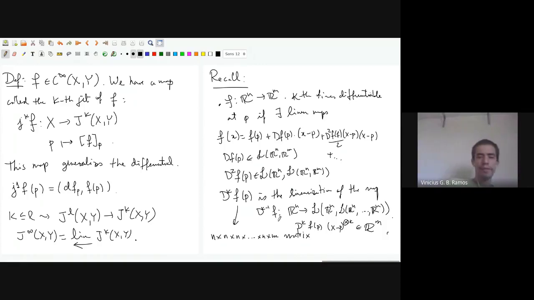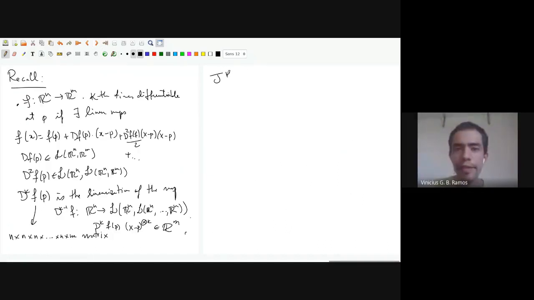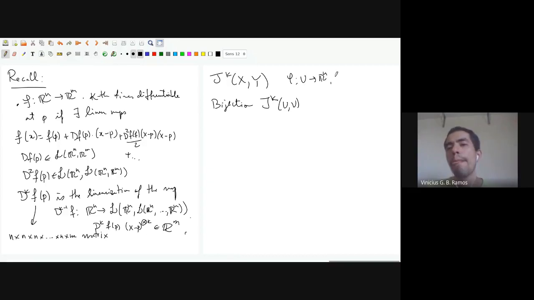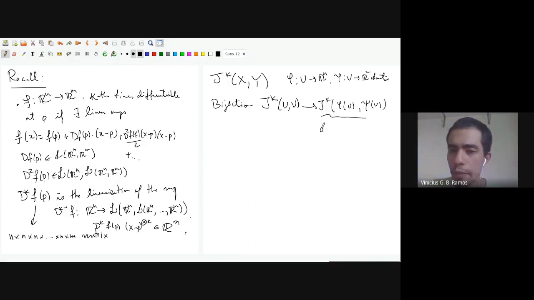So what we're doing is defining charts. We showed that if I look at the kth jet space from X to Y, there is a bijection from J^k of U, V, if we have charts, to J^k of the image of U and the image of V. And this is an open set in a Euclidean space. By the way, what's the dimension of this Euclidean space? Can anyone tell me?